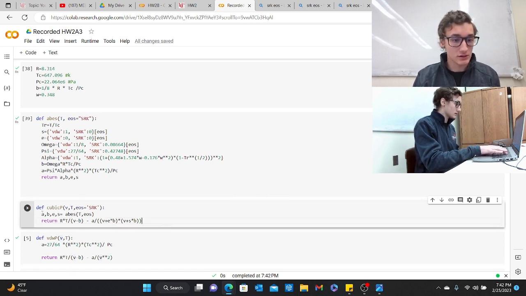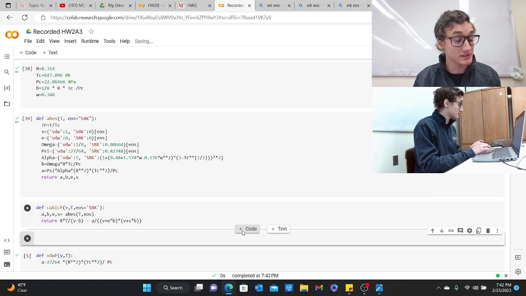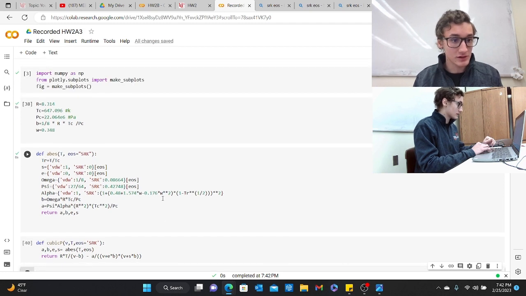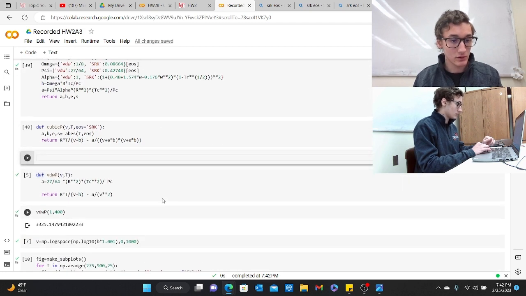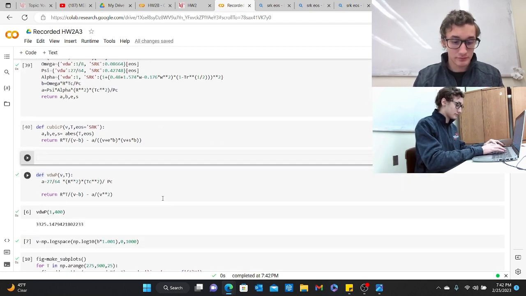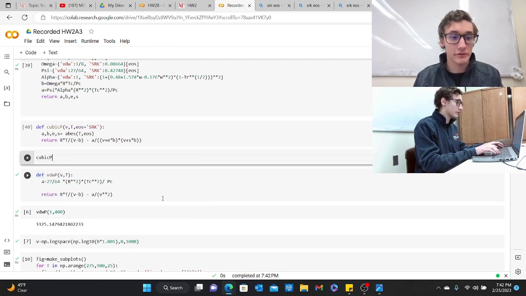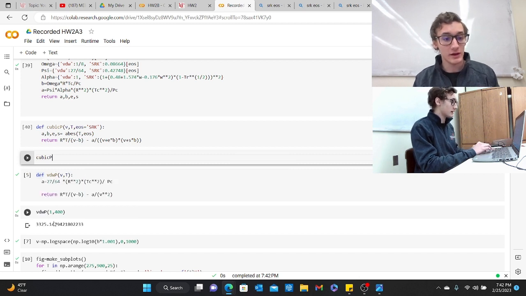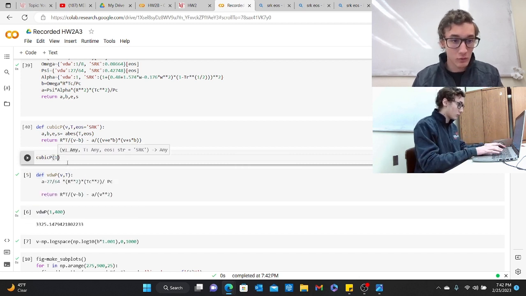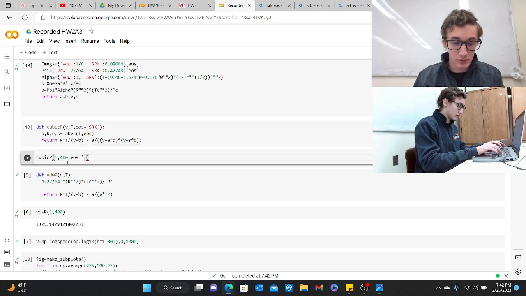Now let's try this. I'm going to try and run the code and see if they are the same, so make sure everything's good. We want to use cubic P. We're going to try this with van der Waals first, so we can test these. We used 1 and 400 down here, so do cubic P, 1, comma, 400, and then EOS equals VDW.